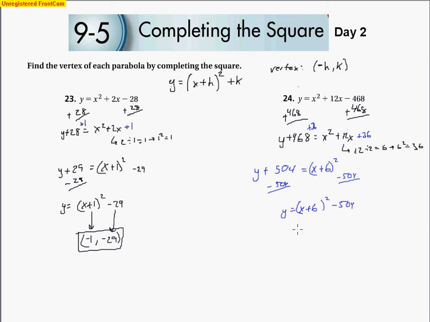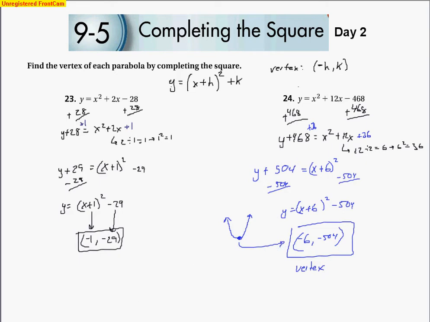So what's the answer? Well, the answer is this. We have negative 6, that's the h value. k is negative 504. So that is the vertex. It's not a solution; it's where the graph switches directions, where it starts to go up. In this case, it's a positive x squared, so it's going to do this, and we're looking at this point right here. That value is the vertex.